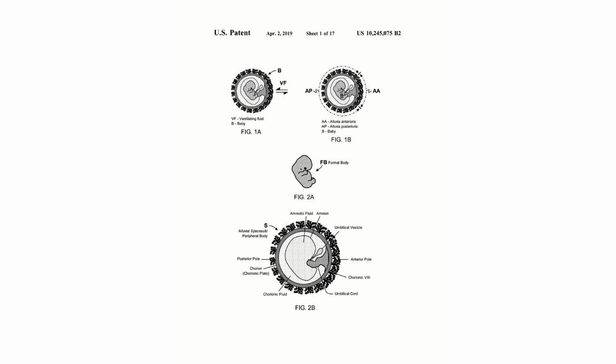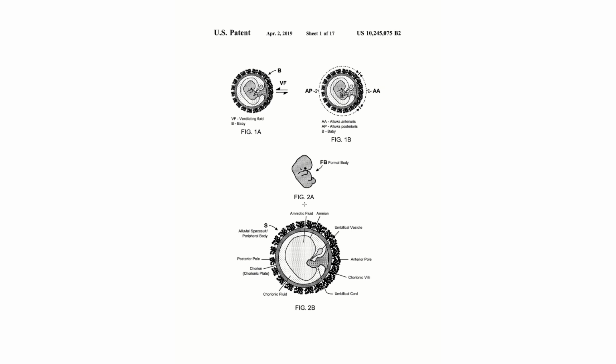You can divide these chorionic villi conceptually into the anterior aspect of the chorionic villi and the posterior aspect. The anterior aspect is called the alluvia interioris. The posterior is called the alluvia posterioris. You're going to concentrate your efforts on fluidically ventilating the anterior aspect.